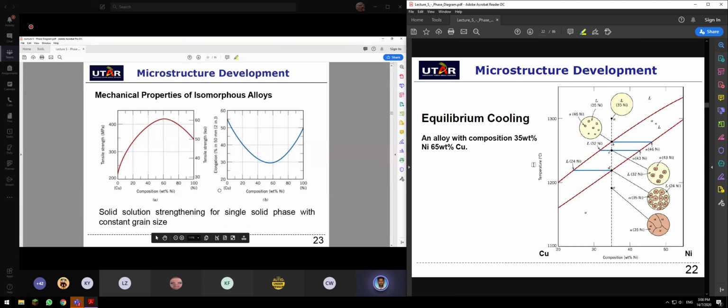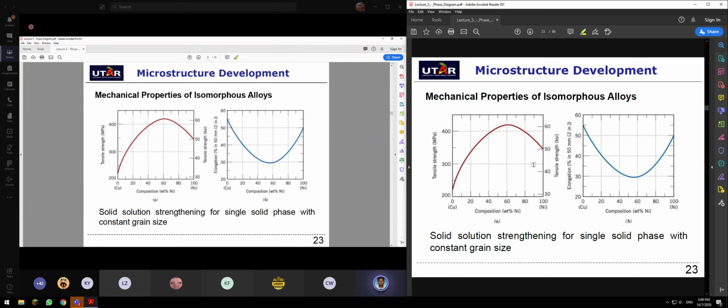So, just a quick bit on microstructure development. Now the mechanical properties in isomorphous alloys. When the composition of nickel increases in the copper system, so this is pure copper, pure nickel, with copper as a solvent, the tensile strength increases until 60 weight percentage. After that, the tensile strength reduces because here it has reached its percolation threshold. Okay, the same goes for elongation. The material becomes less ductile, more brittle, and then more ductile.